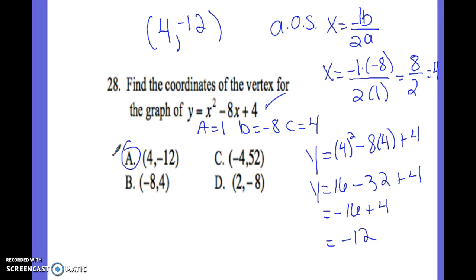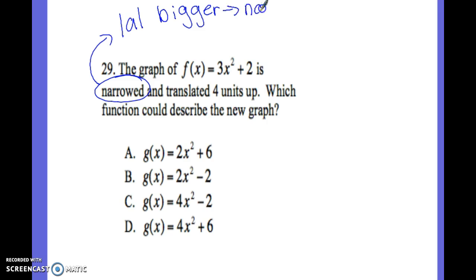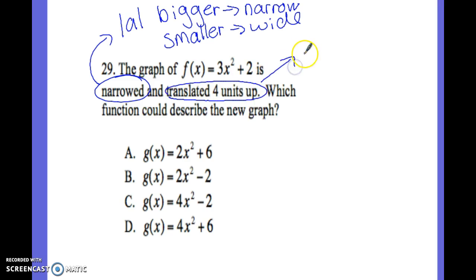For 29, the graph of f of x equals 3x squared plus 2 is narrowed. Remember, when it's narrowed, you look at the absolute value of A. If it gets bigger, it gets more narrow. If it gets smaller, it gets more wide. And then it's translated 4 units up. For translations, you look at C. Up would mean it goes plus 4.